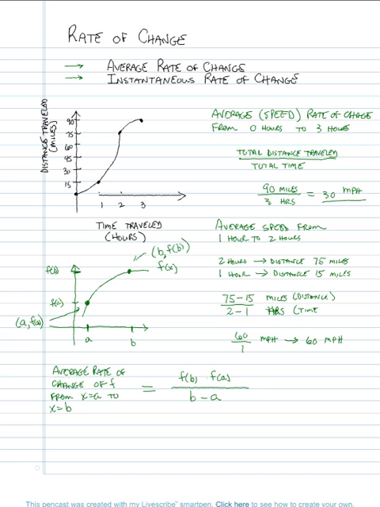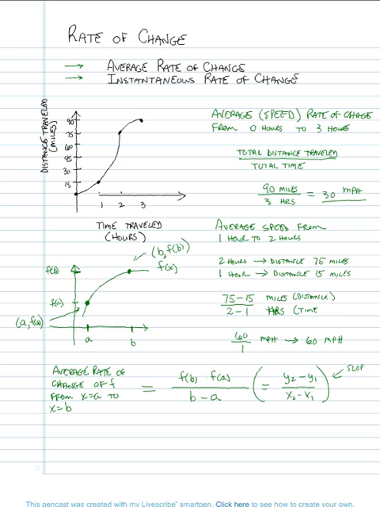Now, I would also encourage you to recognize that this really looks like, we're not going to use this notation, but this looks like y sub 2 minus y sub 1 over x sub 2 minus x sub 1. See, this is the second x value on bottom, the b, minus the first x value on bottom, the a. On top is the second y value minus the first y value. And so we recognize this as a slope, don't we?